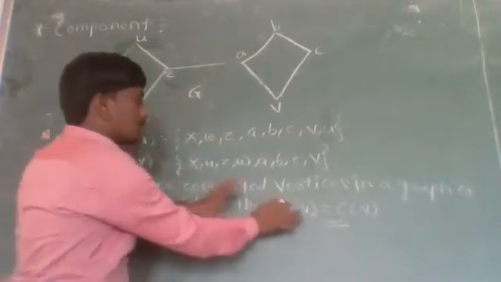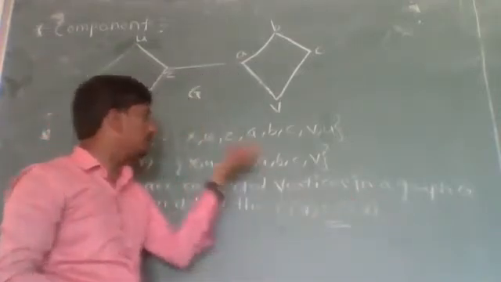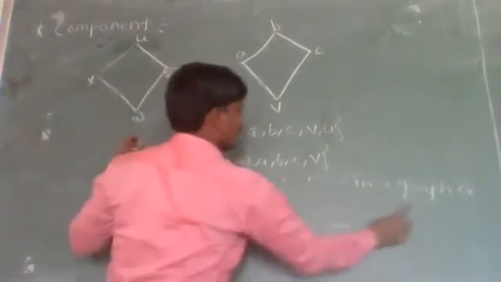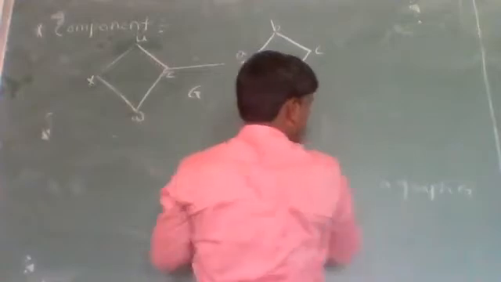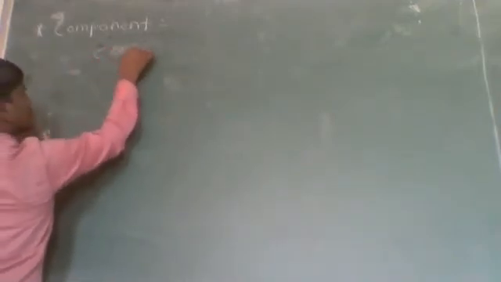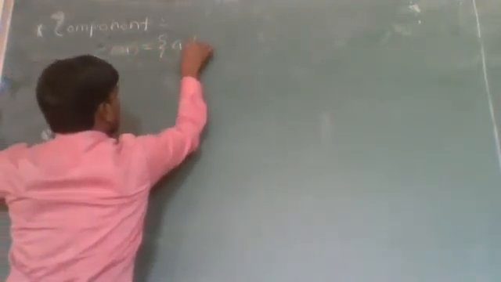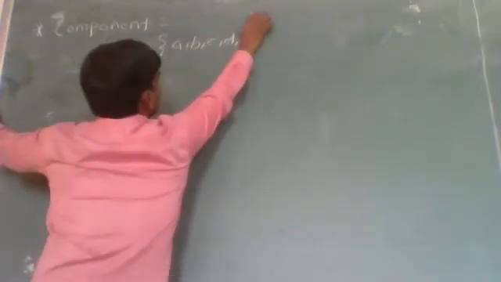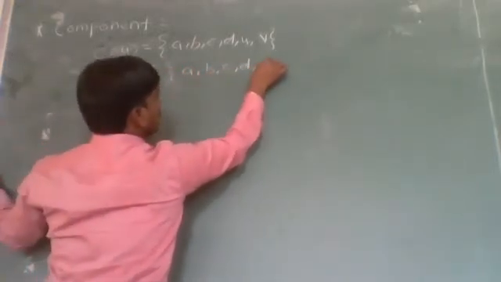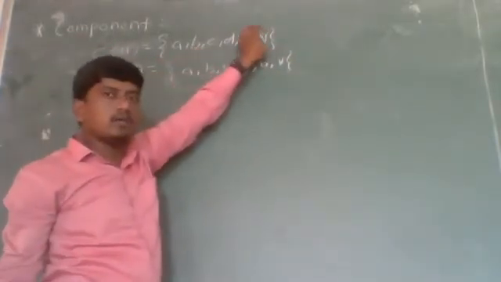Now we have to check whether the converse part is also true. Suppose C of U equals C of V, then are U and V two connected vertices? Let us take, suppose, C of U contains vertices A, B, C, D and U, V, and C of V also contains A, B, C, D, U and V. Now we have to draw a graph which contains these six vertices.